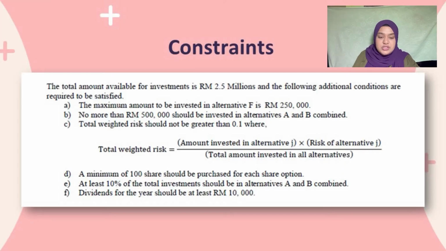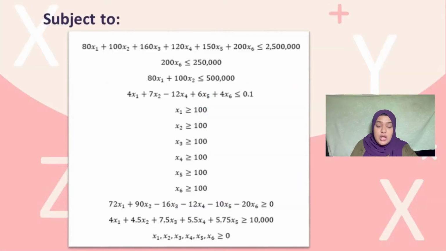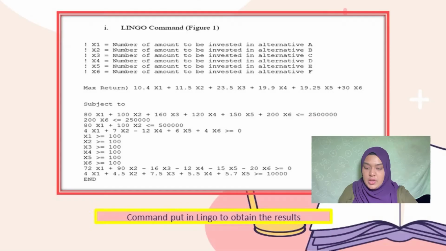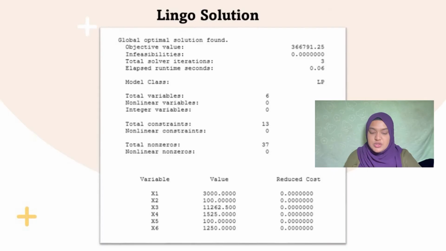Okay, so for the constraints, these are the constraints from the question, and after we simplify the constraints, we get this list of constraint equations. And for this question 1, we have 12 constraints. And for this question, we use Lingo to obtain the result, and this is the Lingo command. And the next one is the Lingo solution.